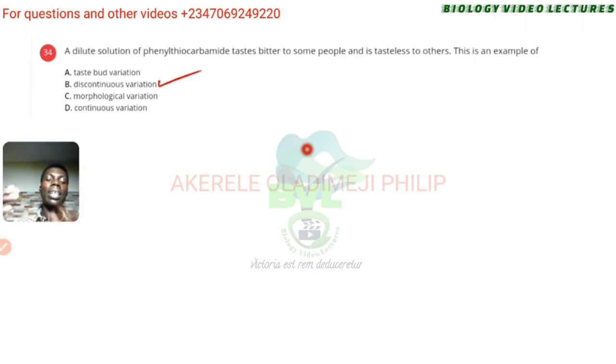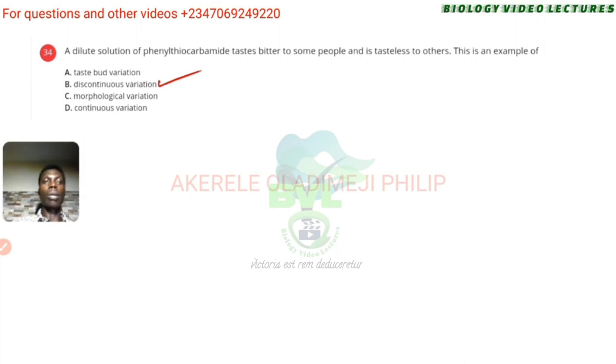But continuous variation has a midpoint. It's that you are fair, chocolate, dark, or that you are very short, medium height, or very tall. Those are examples of continuous variation. You have a mid category, so to say. But for discontinuous, you either have that or you don't have that. All right, that's what we said.